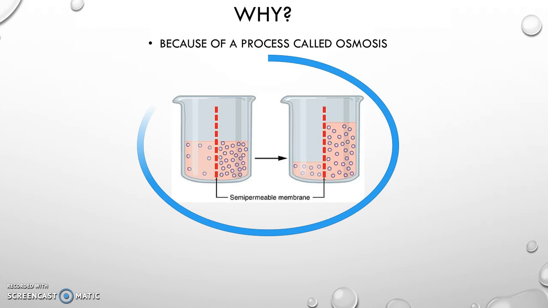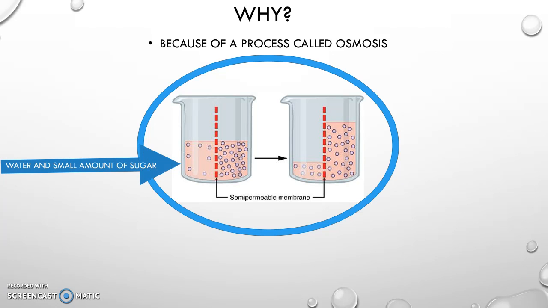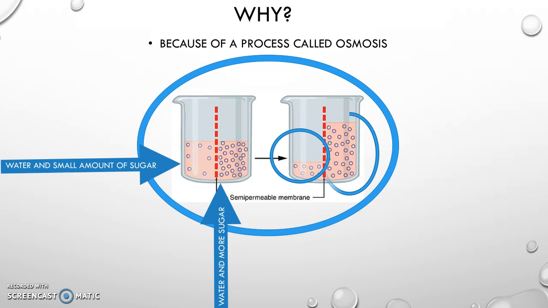through the membrane. This picture illustrates the process of osmosis with a water solution and a small amount of sugar molecules on the left, and a water solution with a greater amount of sugar molecules on the right. As time goes on, the water molecules pass through the semi-permeable membrane, equaling the distribution of water molecules to sugar molecules on each side.